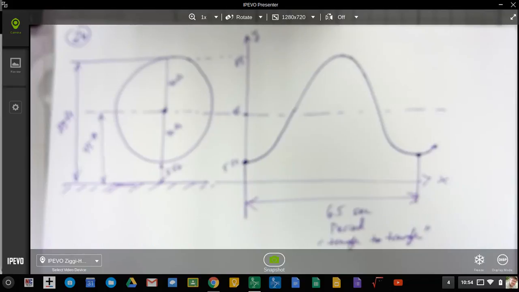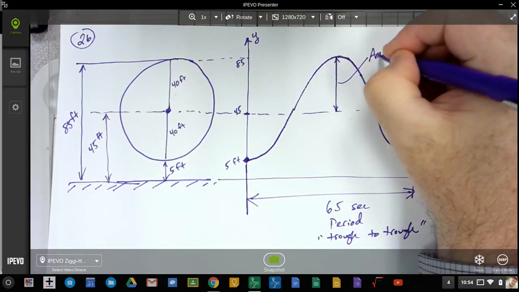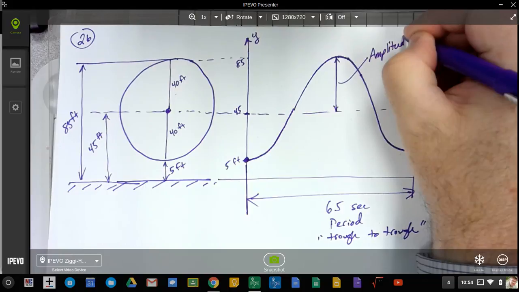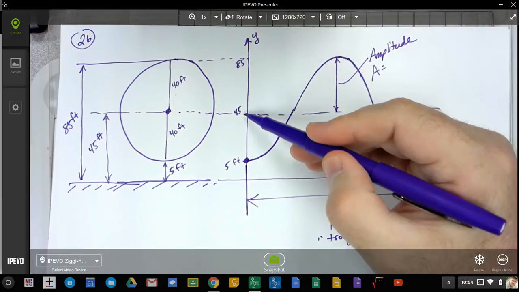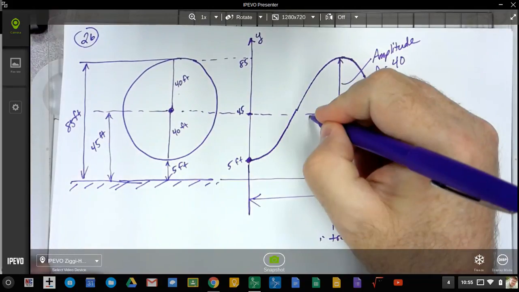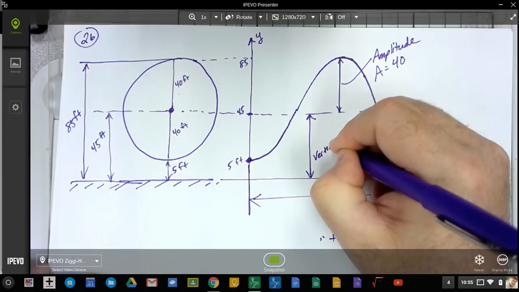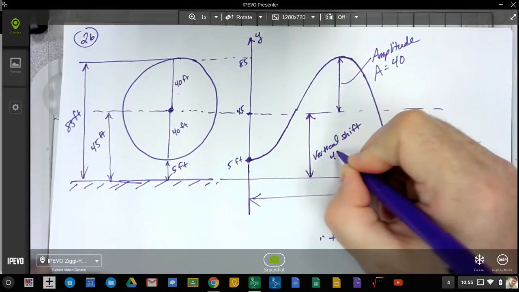Okay. What else do I get from this? We get our amplitude right here. That's amplitude. So A equals what? 85 minus 45 is 40. Okay. So guys, can I start building my function? And this is my vertical shift right here. Is what? 45 feet. Do you see that?